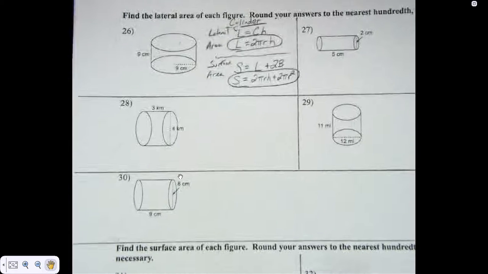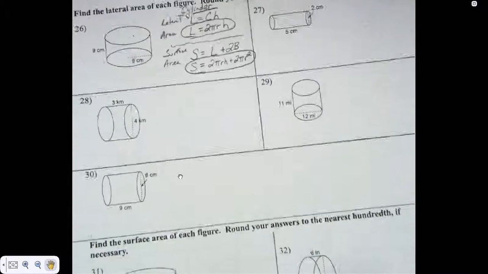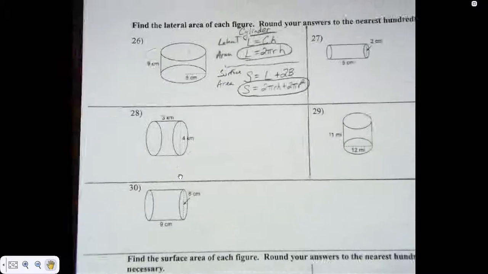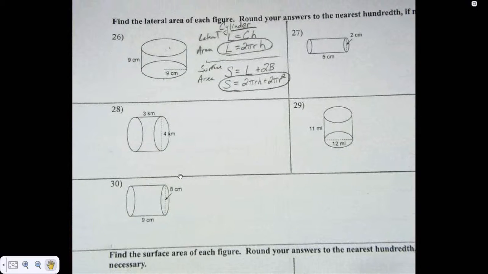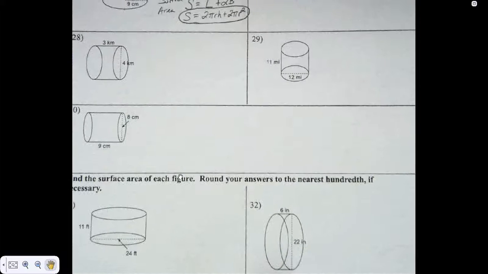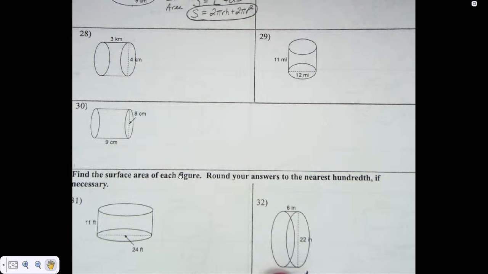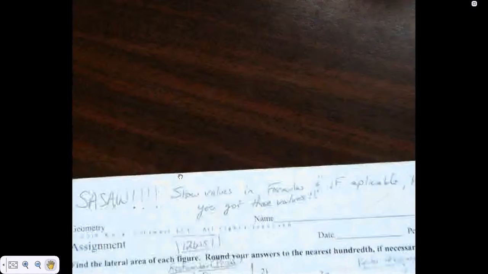And on most of these, the only way they can really foul you up or make it hard on you is by asking, you know, leave it in terms of pi, or just give the diameter and then you have to find the what? Radius. That's not so hard, is it? Think we can handle that? Okay. So let's go back to working some of these.